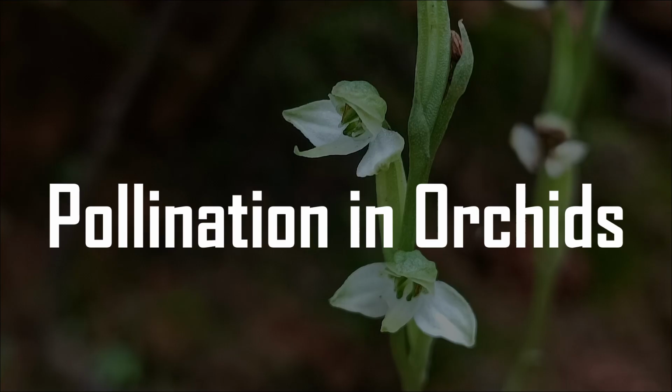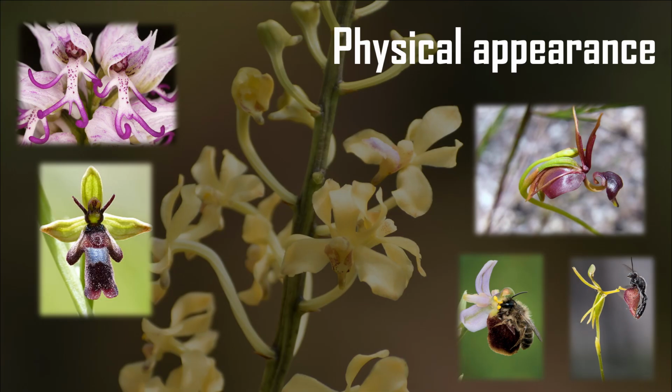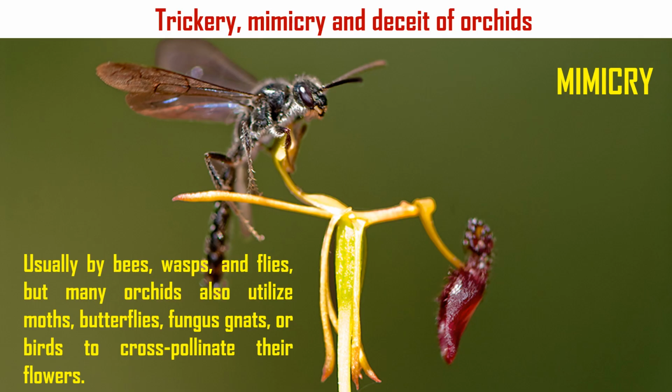Now we will discuss pollination in orchids. You can observe here, there are two methods, physical appearance and chemical. This is the physical appearance. Here you can observe that pollination is usually by bee, wasp and fly. But many orchids also utilize moth, butterfly, fungus gnats or birds to cross-pollinate their flowers.